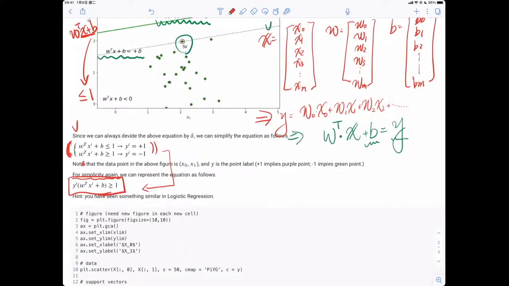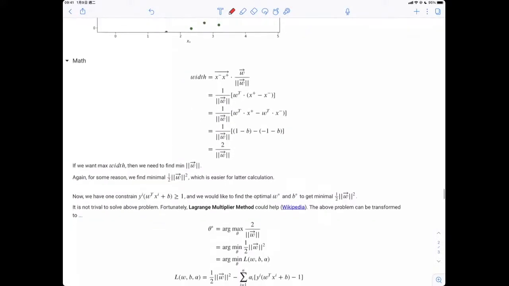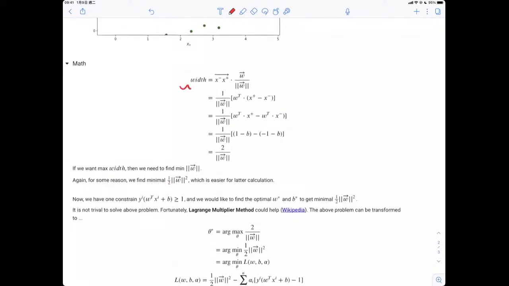When we find such a W and B, there is a constraint, which is y_i times (W^T x plus B) should be larger than or equal to 1, which is the condition when we find this best SVM line. So the method is like that. What we would like to calculate is the width.